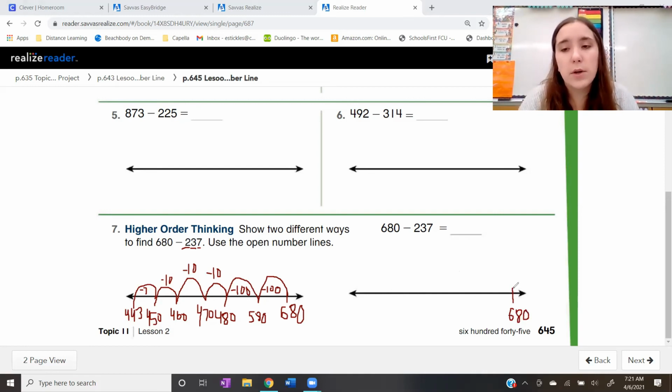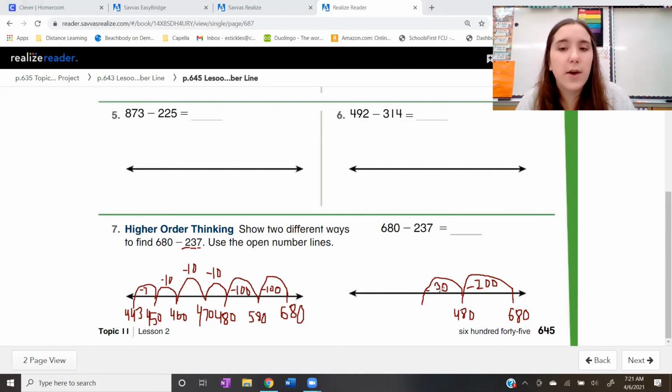So we're still going to take away 200, but this time I'm going to do 1 big jump of 200. So 200. We had 600s and we took away 2. 6 minus 2 is 4, so that leaves us at 480. We need to take away 3 10s, so we're going to do 1 big jump of 30, because that's the same as 3 10s. Now I had 8 10s and I took away 3 of them. 8 minus 3 is 5, so I'm at 450.